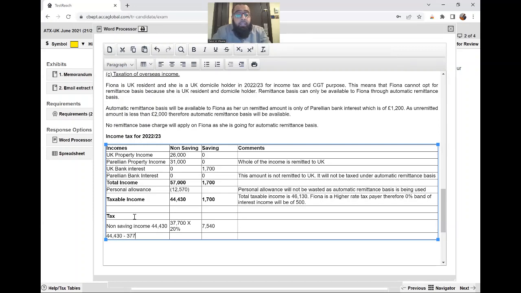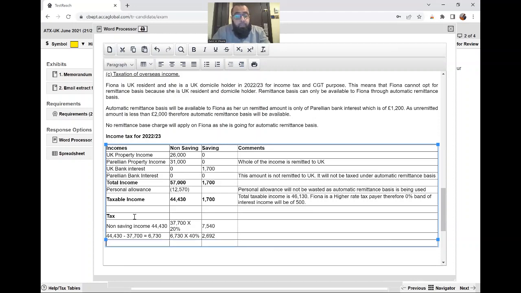And on the remaining, how much is remaining? 44,430 minus 37,700. The remaining amount goes in higher rate band. How much is remaining? 44,430 minus 37,700. So it's 6,730. On 6,730, we will apply 40%. So this gives me 2,692.